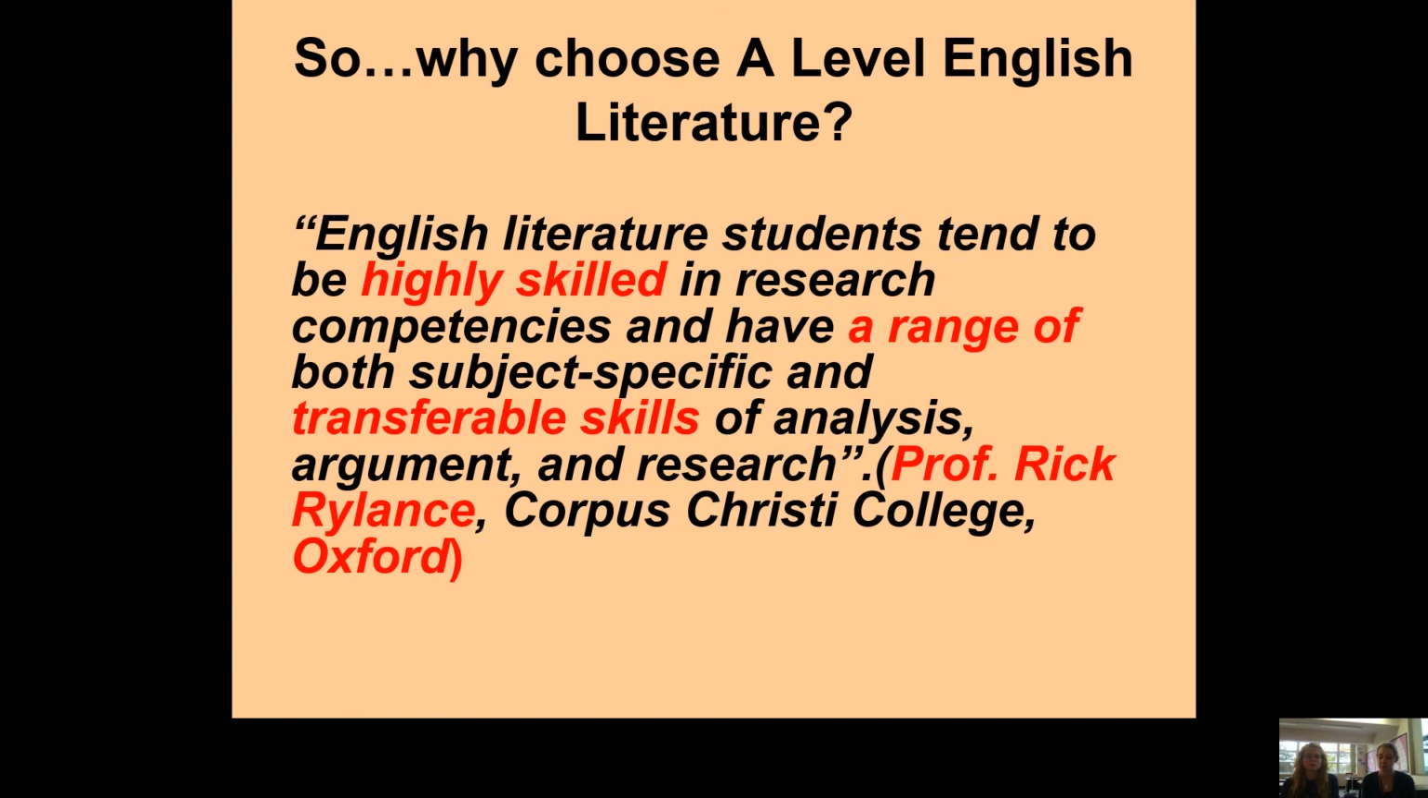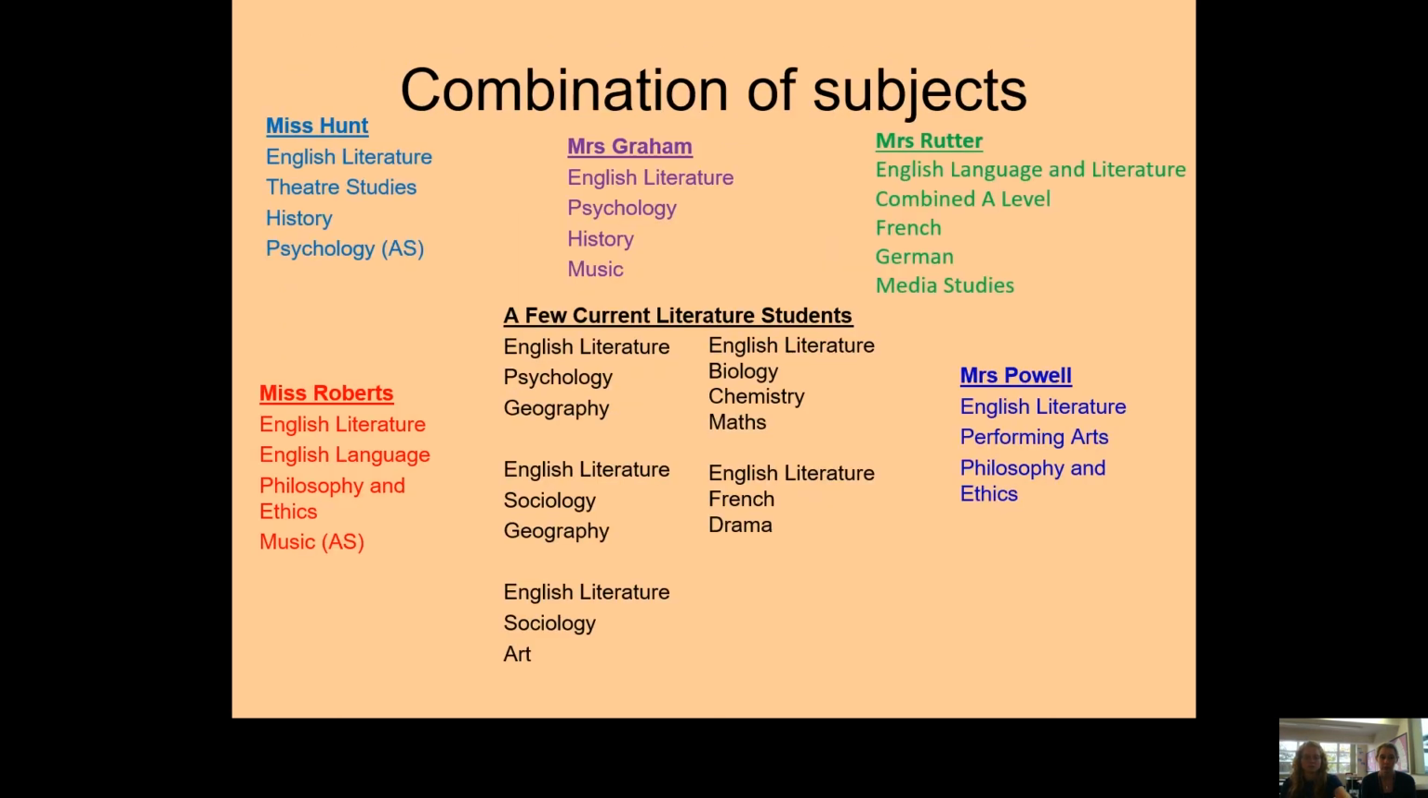Yeah, so as Mrs. Graham was saying, universities really like English literature students, and the reason is that they find that they've got lots of transferable skills. So it's not just reading, it's not just writing essays, it's all of those skills of research, those skills of empathy, thinking about evaluation, and lots of different skills. So universities really like it, and there's just a quotation there from a professor from Oxford University explaining why they really like English literature students.